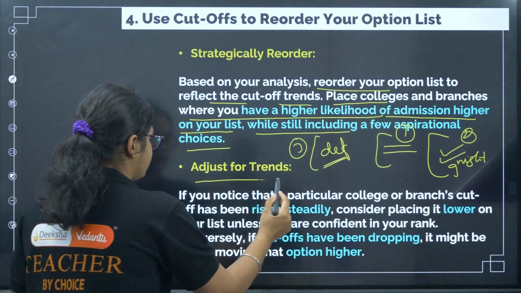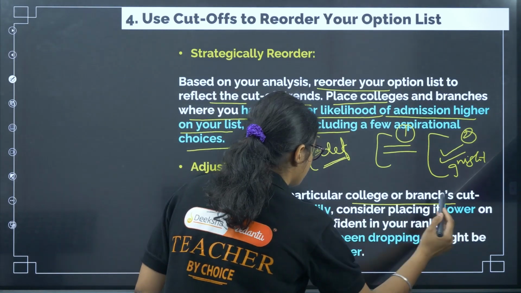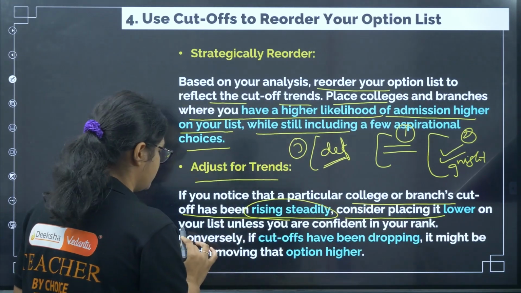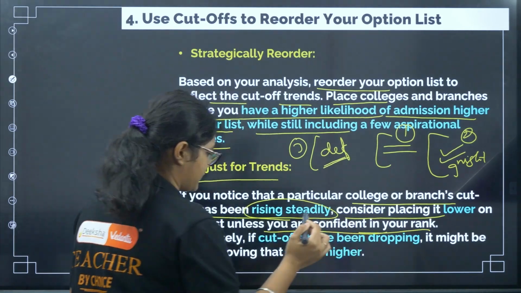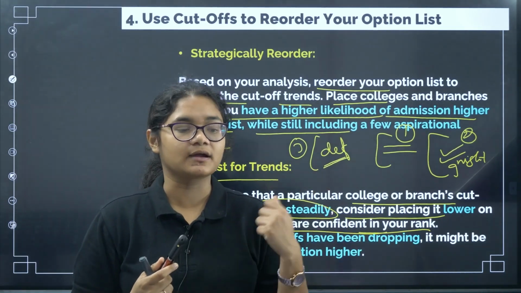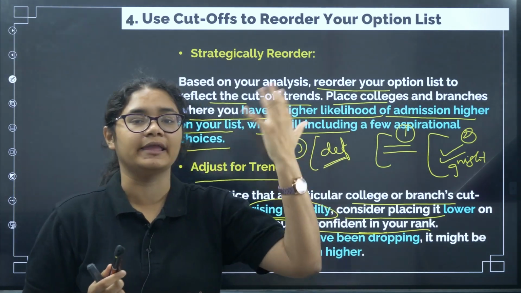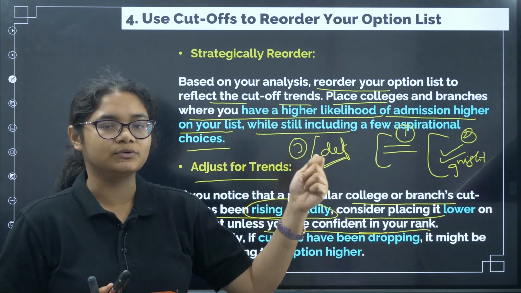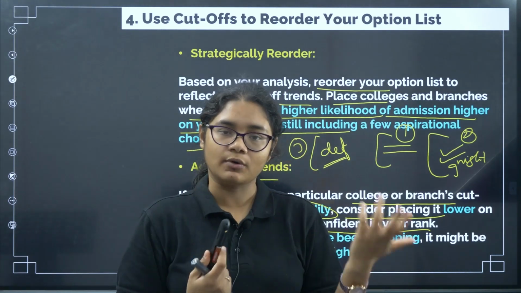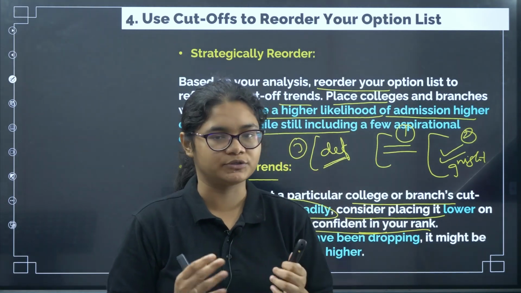Okay, now adjust for trend. If you notice that a particular college or branch cutoff has been rising steadily, consider placing it lower on your list unless you are confident in your rank. So if the cutoff is going high, then you are definitely not suitable for that particular branch, so no need to consider. If the cutoff is going down, you are suitable, so you can put it in the option entry.